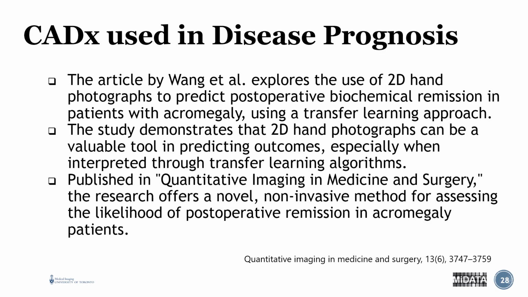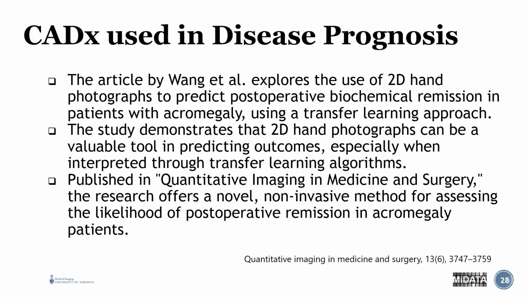So here's an example of using CAD, or artificial intelligence, in disease prognosis. CAD can be either computer-aided diagnosis or computer-aided detection, and we'll go over that later on in the course as well. But in this example, this article by Wang et al., they looked at using 2D hand photographs in order to predict or to assess the likelihood of postoperative remission in acromegaly.